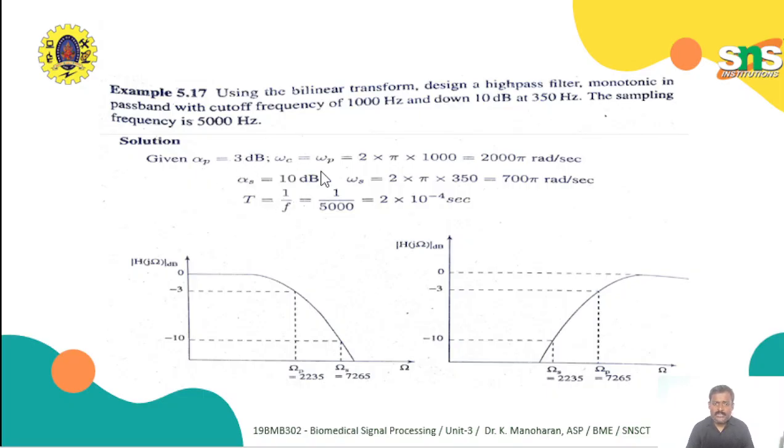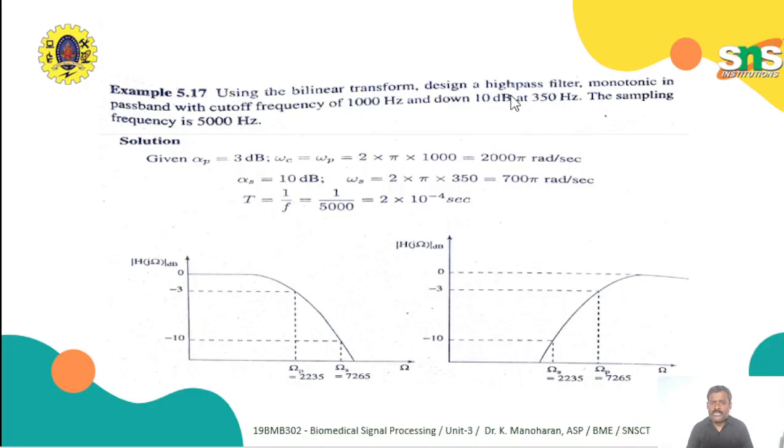Then omega c, equal to omega p, equals 2 pi into 1000 Hz, so that will be 2000 pi radians per second. Alpha s, the minimum attenuation, is 10 dB, and omega s equals 2 pi into 350 Hz, that is 700 pi radians per second. The sampling period T equals 1 by fs, that is 1 divided by 5000, which equals 2 into 10 power minus 4 seconds.